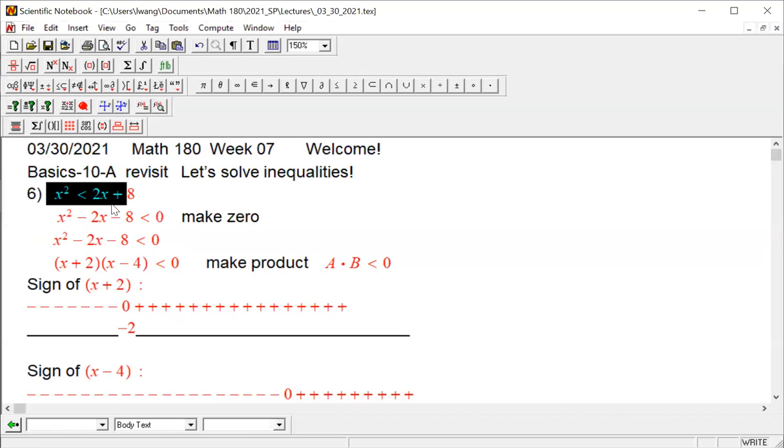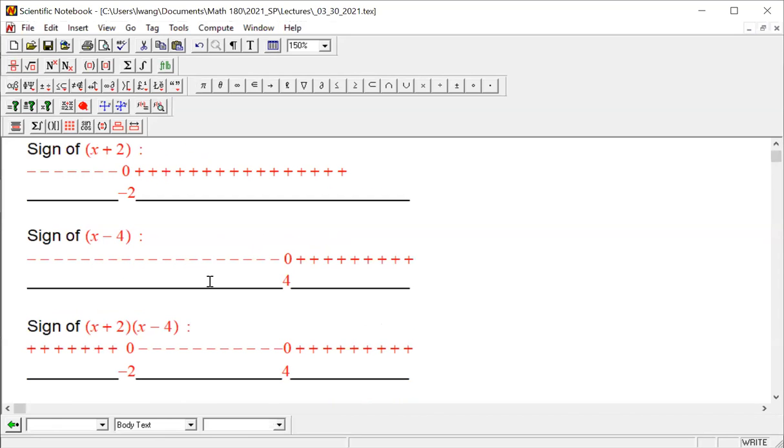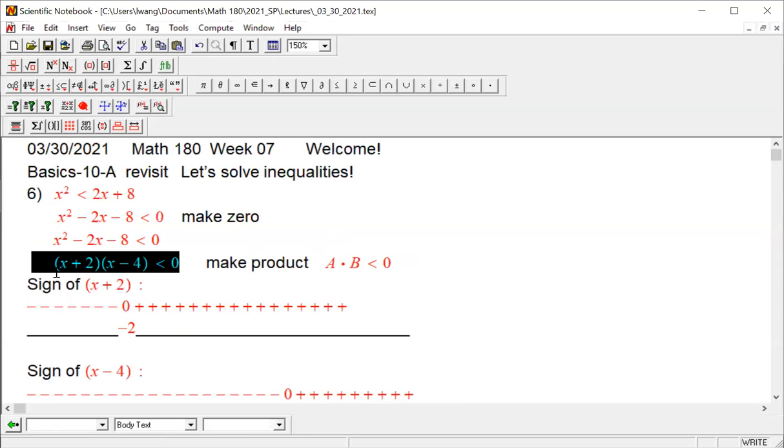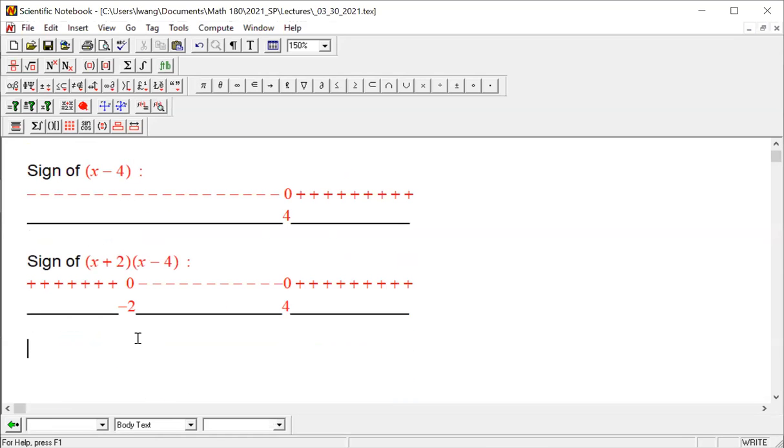This is the if statement we have, and therefore the solution is what? The solution to that, right? That's negative 2 less than x and less than 4. Got it?